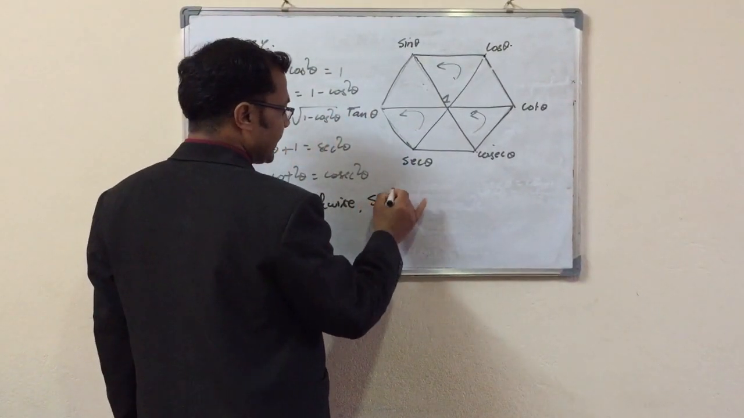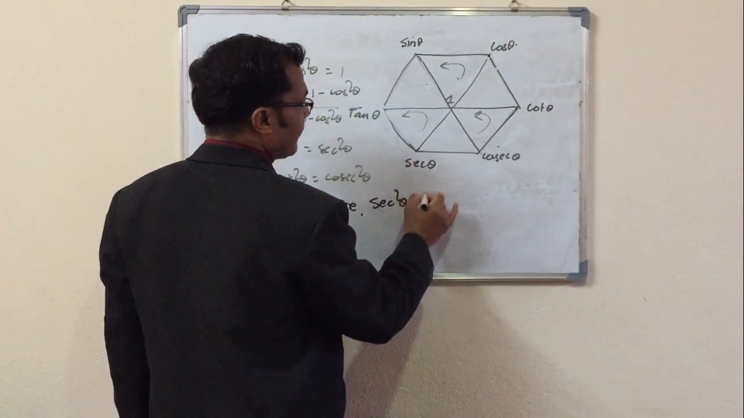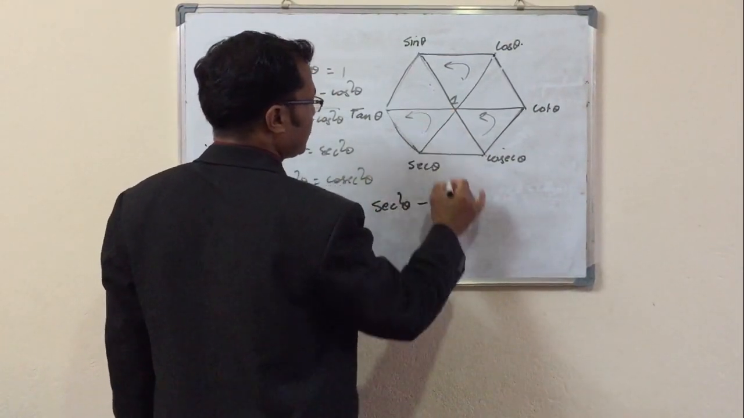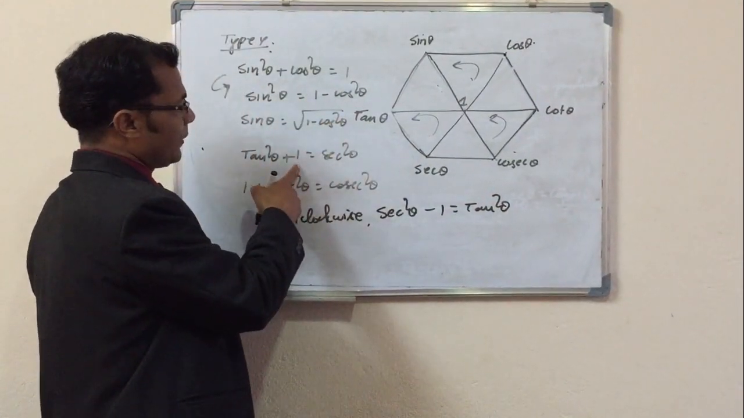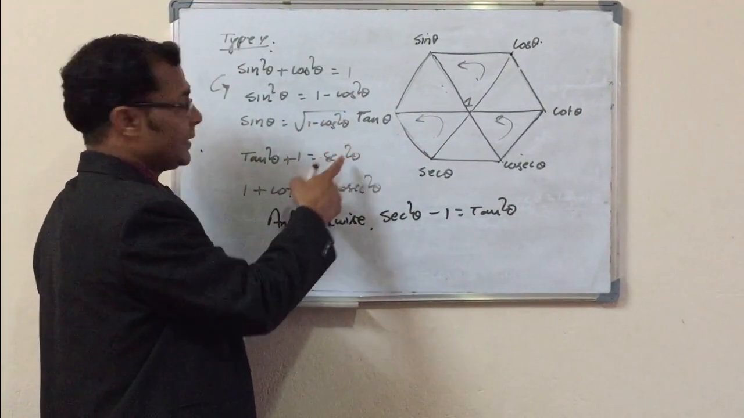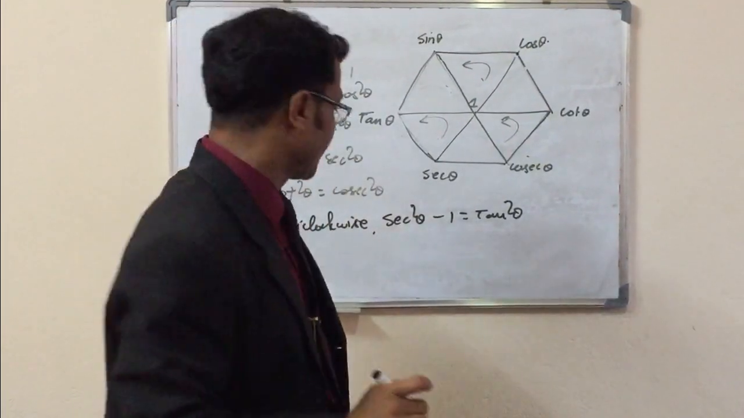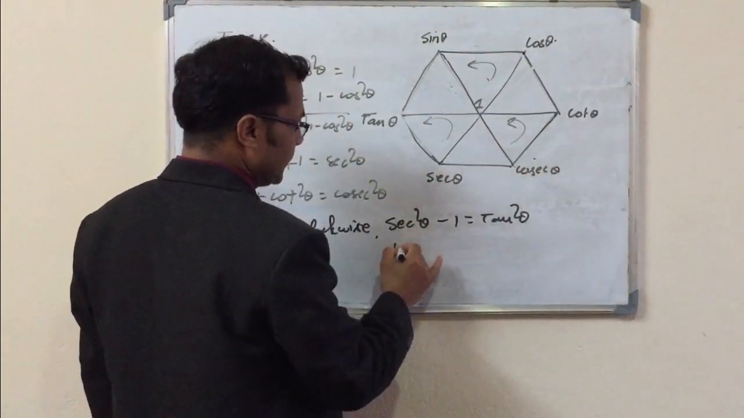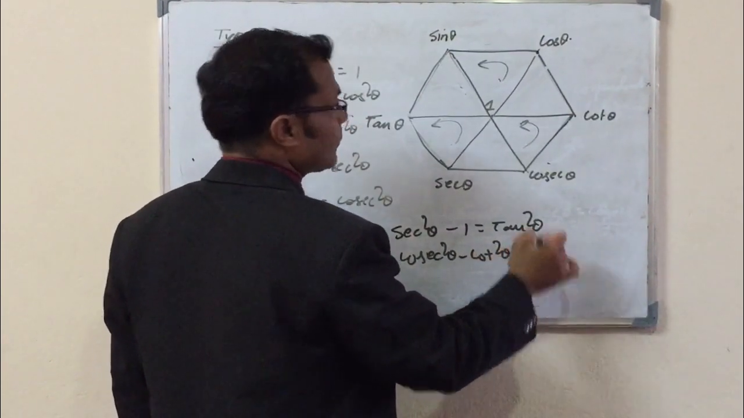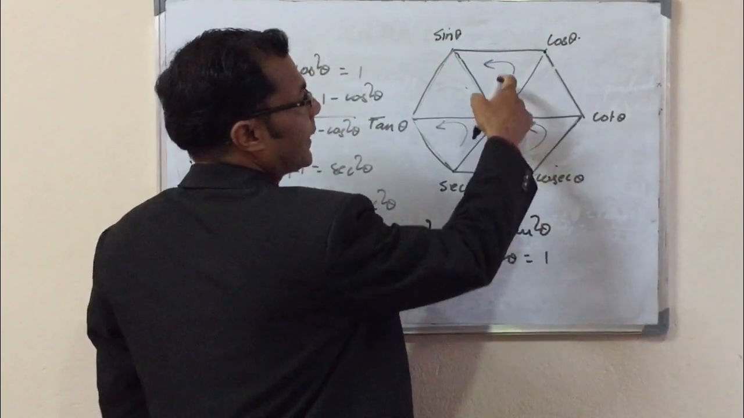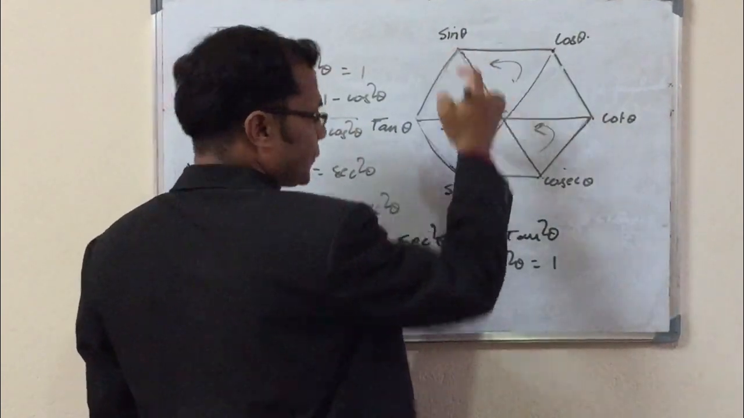So sec square theta minus 1 equals tan square theta. See, the same you can get from here. If you take this one to that side, sec square theta minus 1. Likewise, cosec square theta minus cot square theta equals 1. And here also, 1 minus cos square theta equals sin square theta.